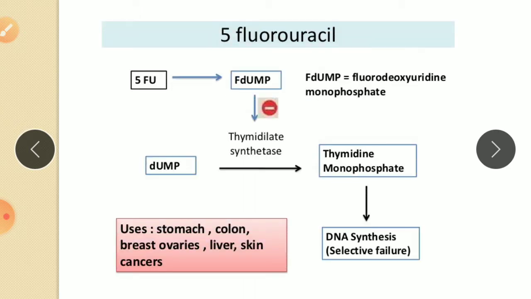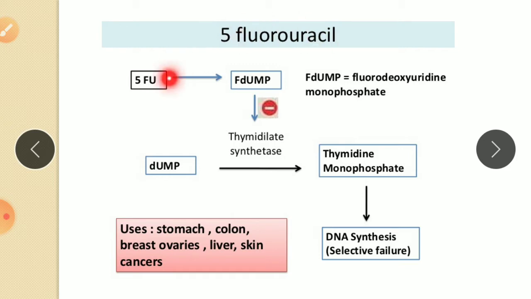Regarding the mechanism of action, 5-fluorouracil is converted into its active form, that is fluorodeoxyuridine monophosphate. Then this activated form, FdUMP, inhibits an important enzyme: the conversion of dUMP to TMP, thymidine monophosphate, by the enzyme thymidylate synthase. So this enzyme is inhibited by this drug. Therefore, the conversion of dUMP to TMP does not occur. This step is important in DNA synthesis. This reaction we have already seen in sulfonamides.